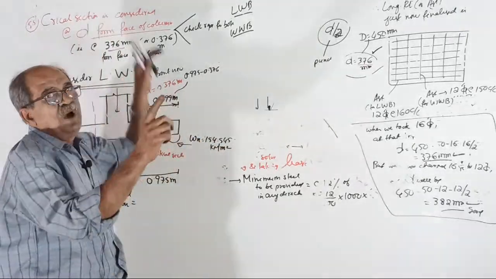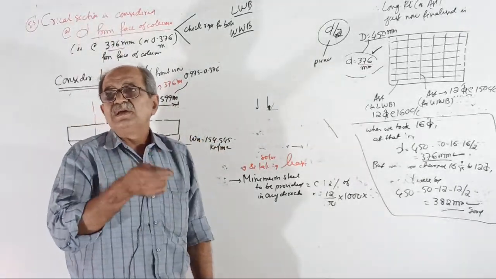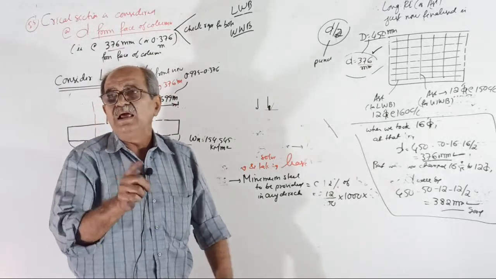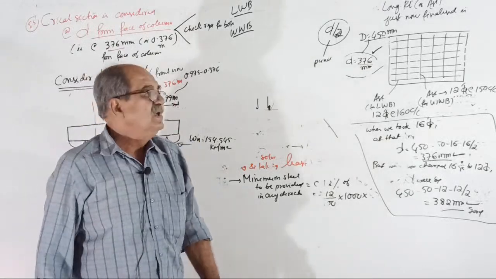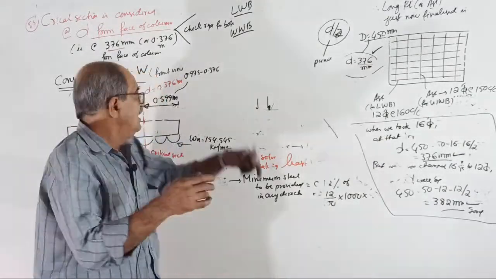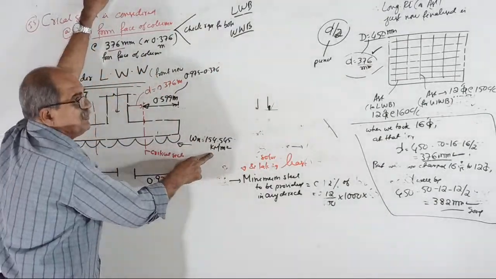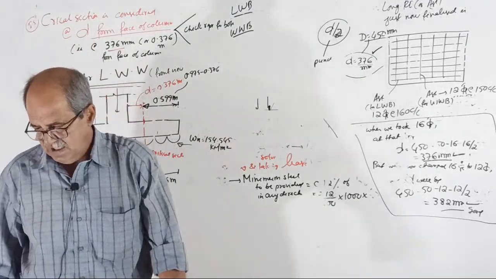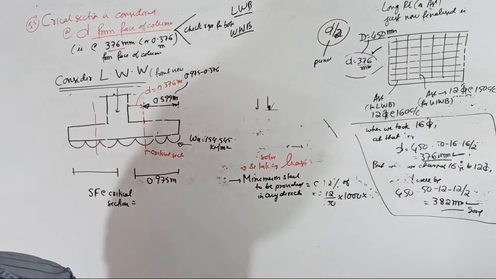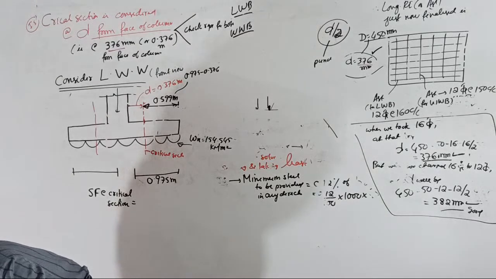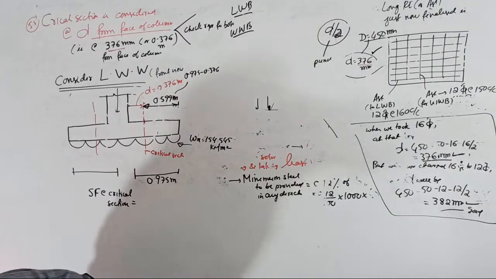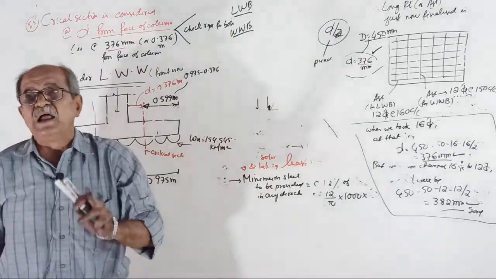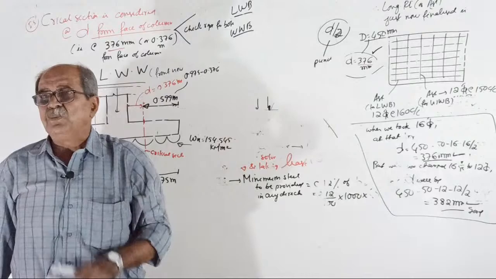Kilonewton per meter square is nothing but kilonewton per meter if you take width of 1 meter. I don't know how many times I told it, even though you write kilonewton per meter square, it is actually kilonewton per meter when you consider a strip of 1 meter.